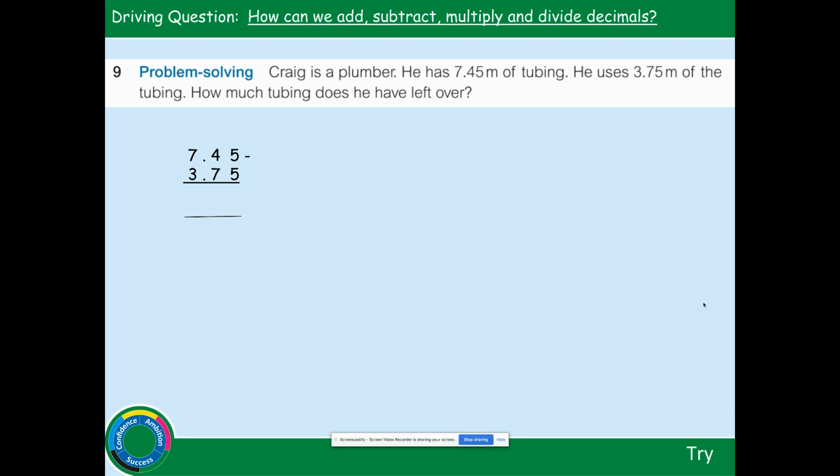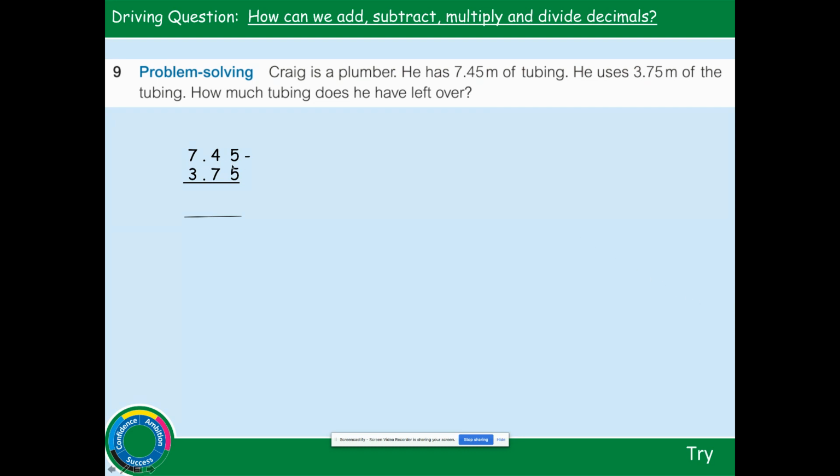Okay, Craig is a plumber. He has 7.45 metres of tubing. He uses 3.75 metres of tubing. So he's used it, so he's cut it off. How much tubing does he have left? Because he's cut it off, he's used it, it's a subtraction.